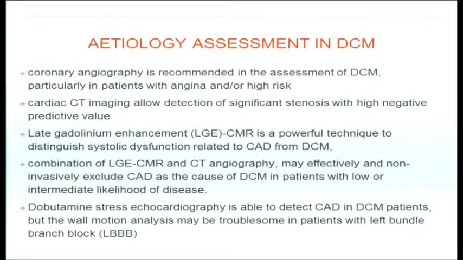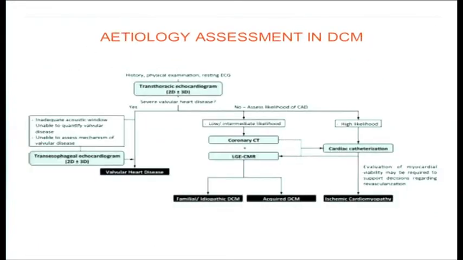Dobutamine stress echocardiogram is also available, which can detect coronary artery disease in these patients. But in the presence of left bundle branch block on ECG, the wall motion abnormalities may be difficult to interpret.